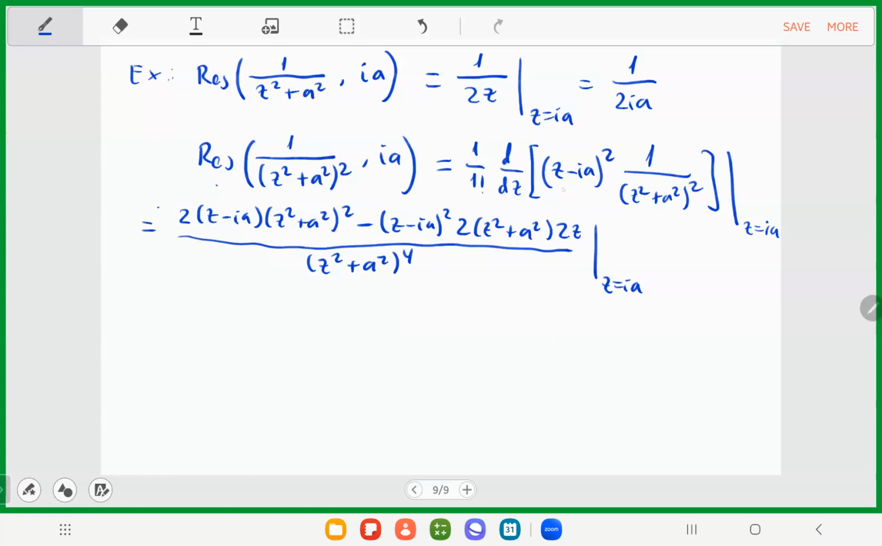Well, let me simplify this a bit. So we'll have the first term will be 2z minus ia divided by this thing squared. The second term can be z minus ia squared, 2, 4, divided by z squared plus a squared cubed. Everything is 0. Yeah, well, this is like taking this square times this to the minus 2, the derivative would be like this.